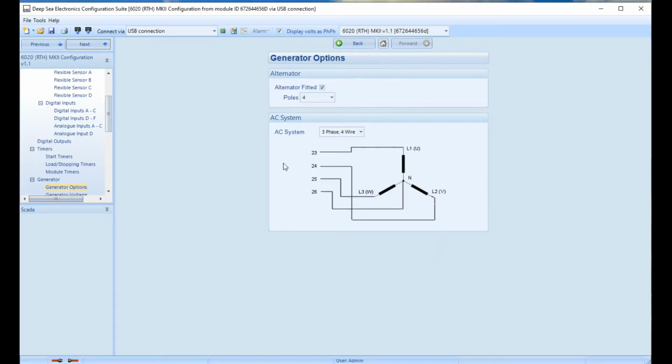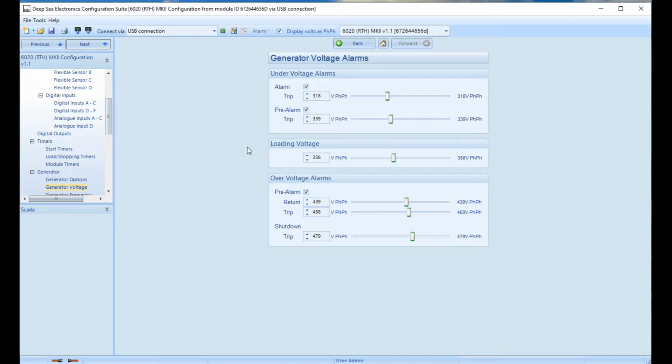Since this is a 3-phase forward, there is no need to change this in order to match the wiring of your alternator. From here, this is for 415 volts, so our standard for the loading voltage is 95% of 415, which is around 394 volts. The standard for the under alarm is 85% of 415, which is 353, and this one is 360. That's okay. From here we have 110%, which should be 456, and we need to lower this to 108%, so it becomes 450.